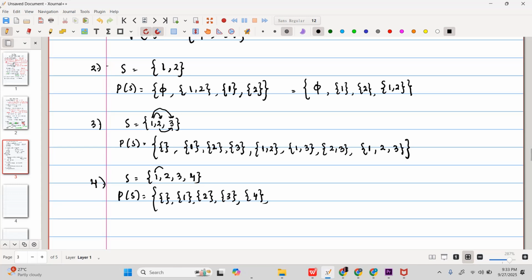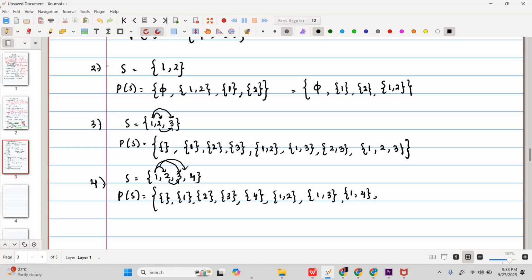So I'm starting with this {1, 2}. Okay. Then {1, 3}. So keep an order. It will help you in considering all the subsets. Then {1, 4}. Then the combination of 1 with every element is over.